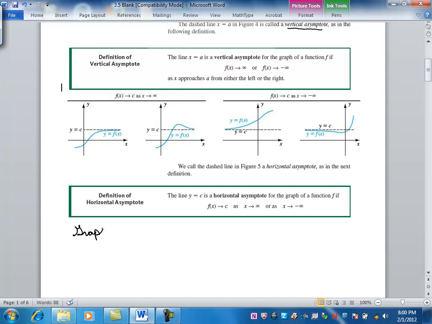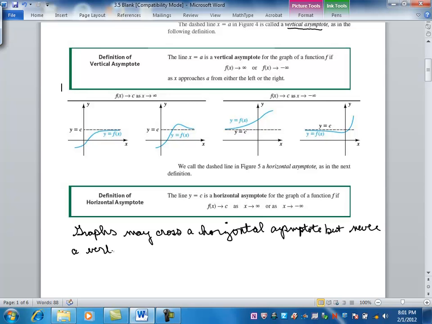Graphs may cross a horizontal asymptote, but never a vertical asymptote. And this is because at vertical asymptotes, of course, our function is undefined.